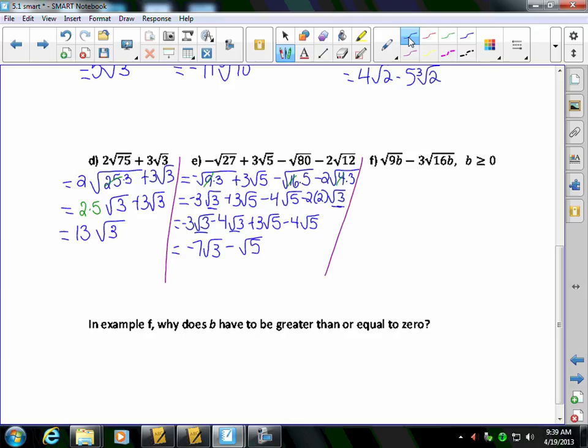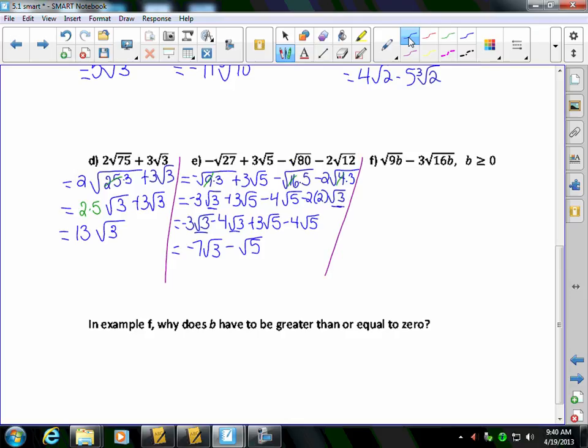Okay, the last one there, F, says square root of 9b minus 3 times square root of 16b. But it has a stipulation on here: b is greater than or equal to 0. For right now, we're not going to worry about that b greater than or equal to 0. We're just going to solve.